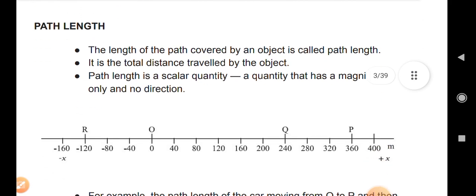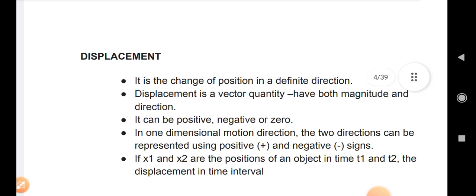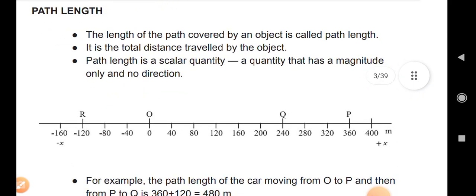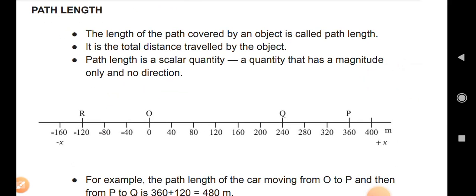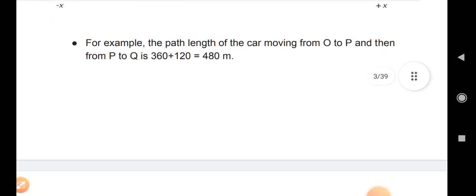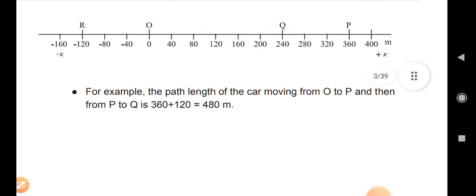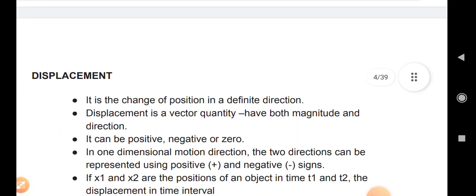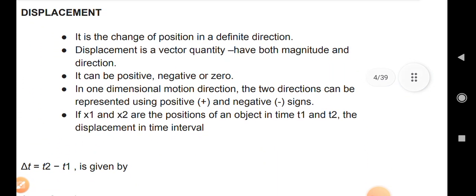Path length. I think path length is distance. The length of the path covered by an object is called path length or distance. It's the total distance traveled by the object. Path length is a scalar quantity, a quantity that has magnitude only and no direction. For example, the path length of a car moving from O to P and then P to Q is 360 plus 120, which is equal to 480 meters. It's not required, you can have your own example.